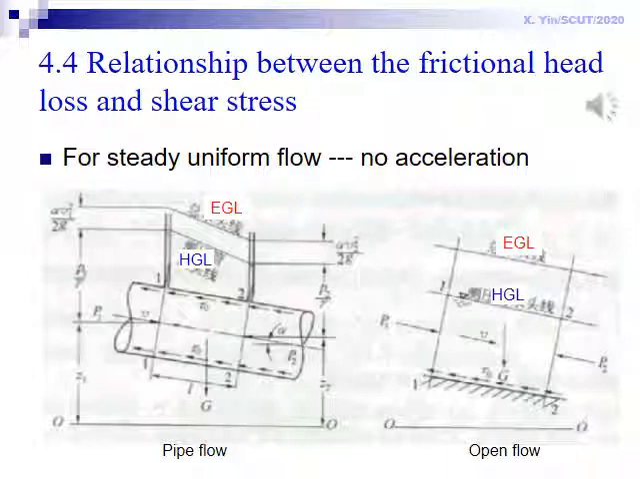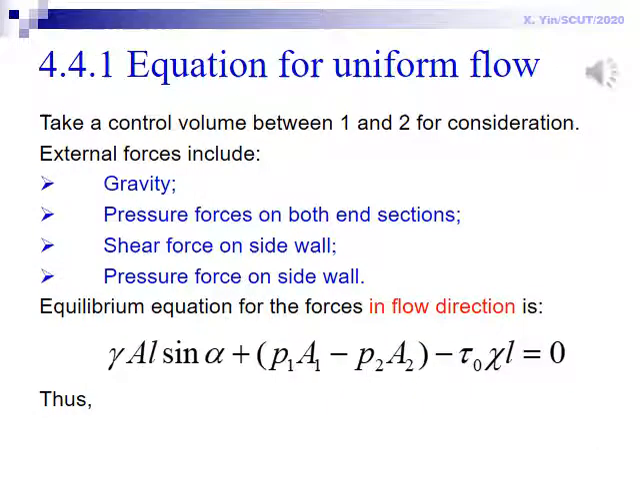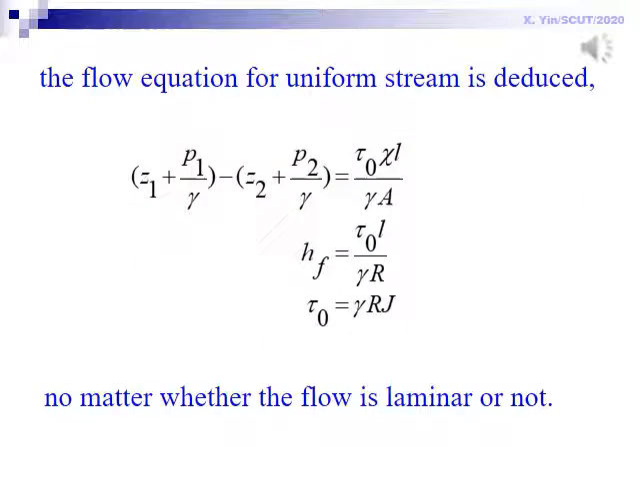From the piezometric head tubes, we can learn the frictional head loss of the flow between 1 and 2. Please note that the pressures on the sidewall are normal to the wall, thus the pressure force is zero in the current direction. So the balance equation is written like this at the bottom. We rearrange the equation and then have such a deduction process on the page.